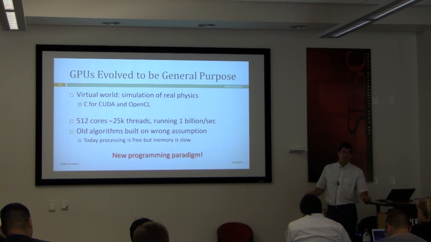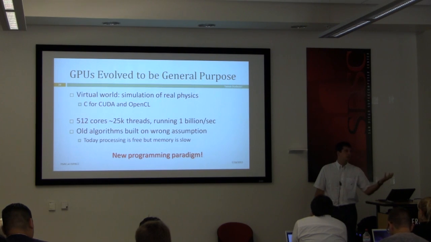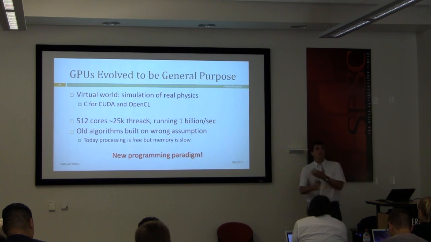The reason why the old algorithms are wrong or just really not designed for these new machines is that they assume that the memory is fast and the CPU is slow. And now it's backwards. If you have to go to memory, it takes a long time. If you want to do some computing, that's almost free, especially on the GPUs.